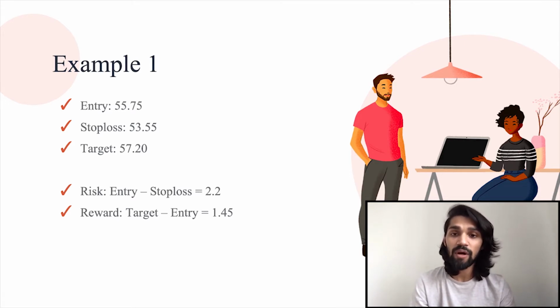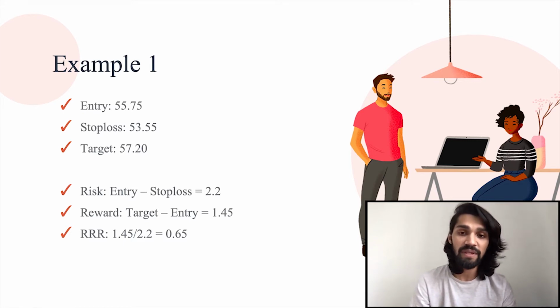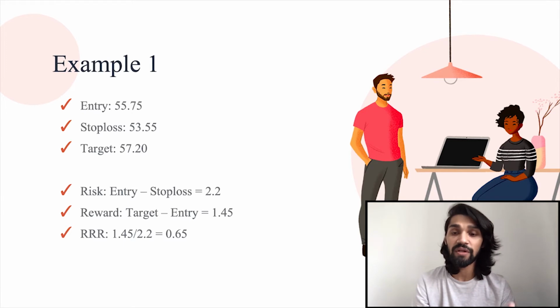Now you divide 1.45 by 2.2. So 1.45 divided by 2.2 would give you 0.65, and that would be your RRR, or your reward to risk ratio. So that basically means that you are taking more risk and you are getting less reward. That is, if the stock goes according to your preference, you'll just make 1.45 rupees profit, but if it does not move in your direction, then you will make a loss of 2.2 rupees. So this is not a good trade. You should avoid such a trade.